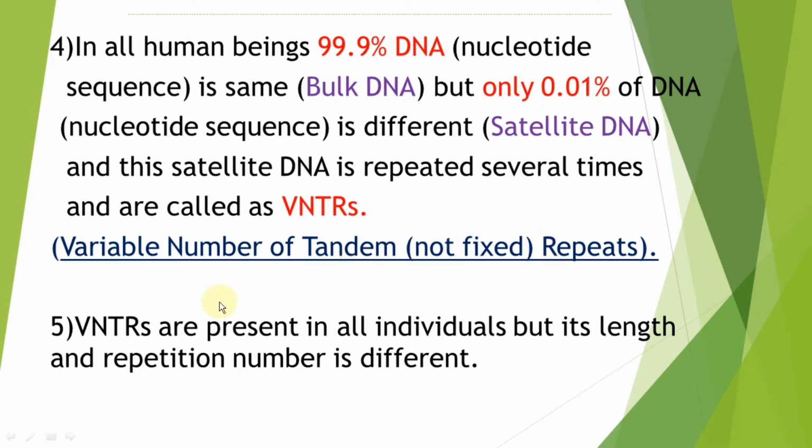Why have I written variable, not fixed? Because VNTRs are present in all individuals, but their length and repetition number differ. In one individual the VNTR may be repeated 5 times only, in another individual 10 times. So that 0.01% of DNA is always in a repeated manner, but its length is different in all individuals, and its repetition number is also different in different individuals.